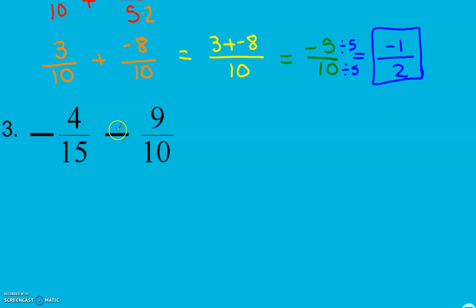again, here I have subtraction, so I change to adding the opposite. So I really have negative 4/15 plus negative 9/10. Between 15 and 10, so multiples of 15, here we have a common one. So 30 is going to be our common denominator.